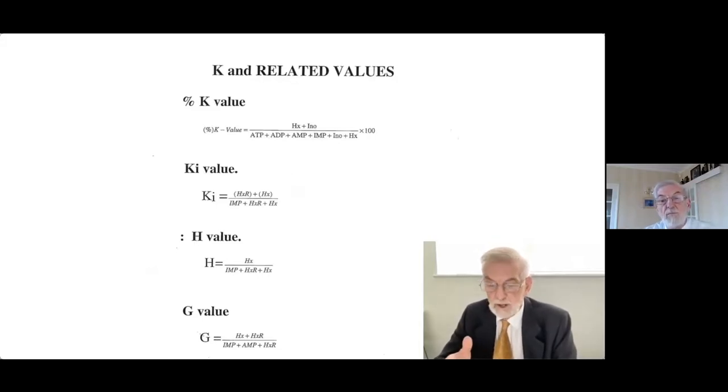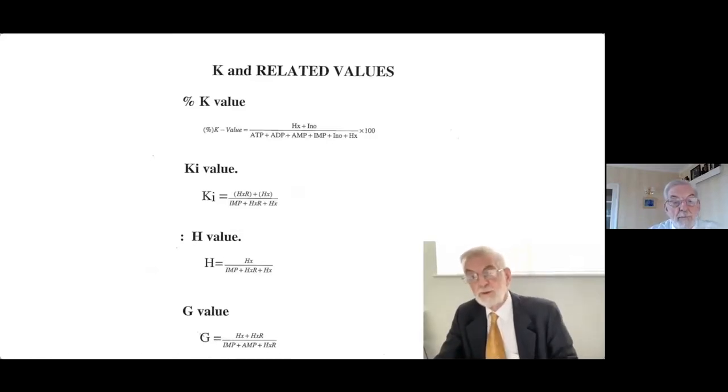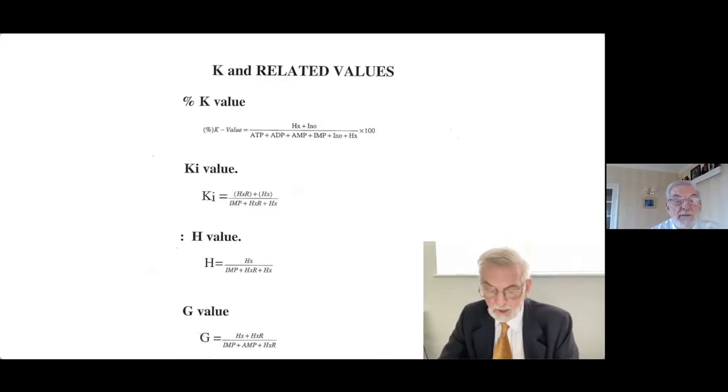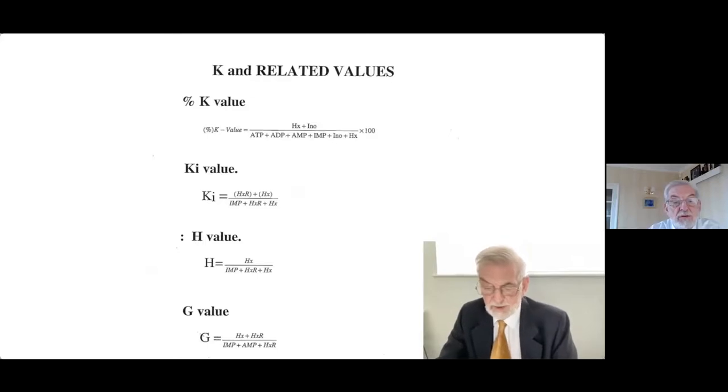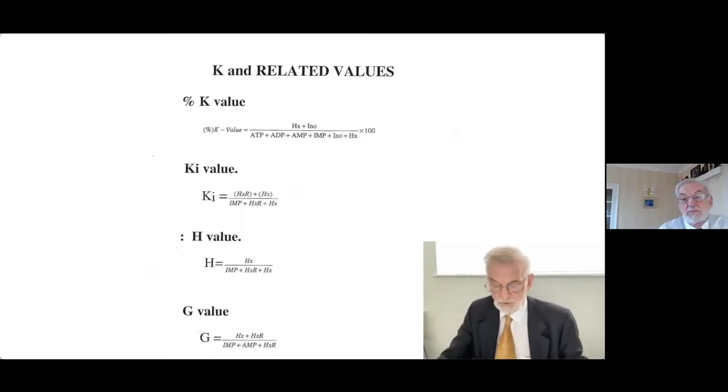There are other values that can be used, which I'm not going to talk about. These are not used so often. The Ki value, for example, is inosine and hypoxanthine divided by IMP, inosine and hypoxanthine. You've simply missed out the ATP, ADP and AMP. The other ones, again, I'm not going to talk about at all. Let's just stick with the K value, which is the one that is normally used.